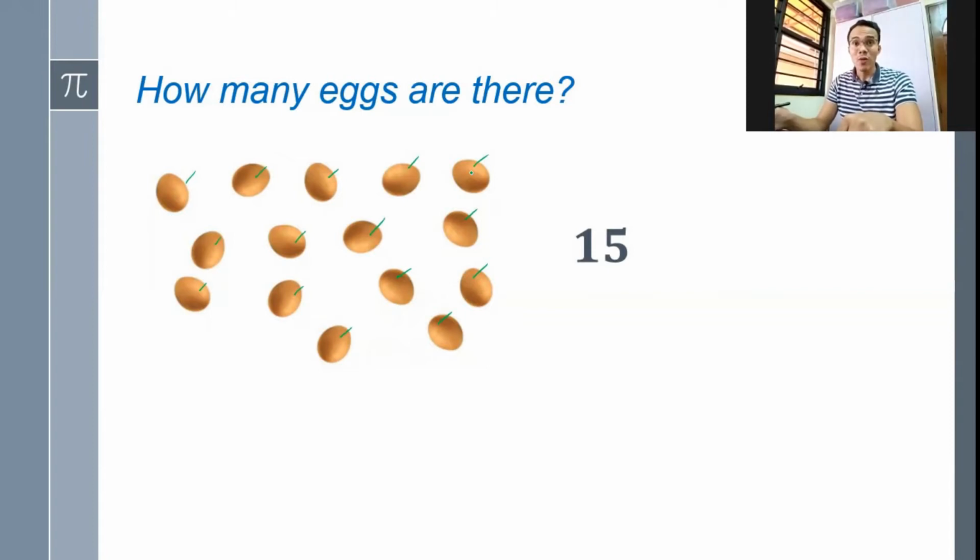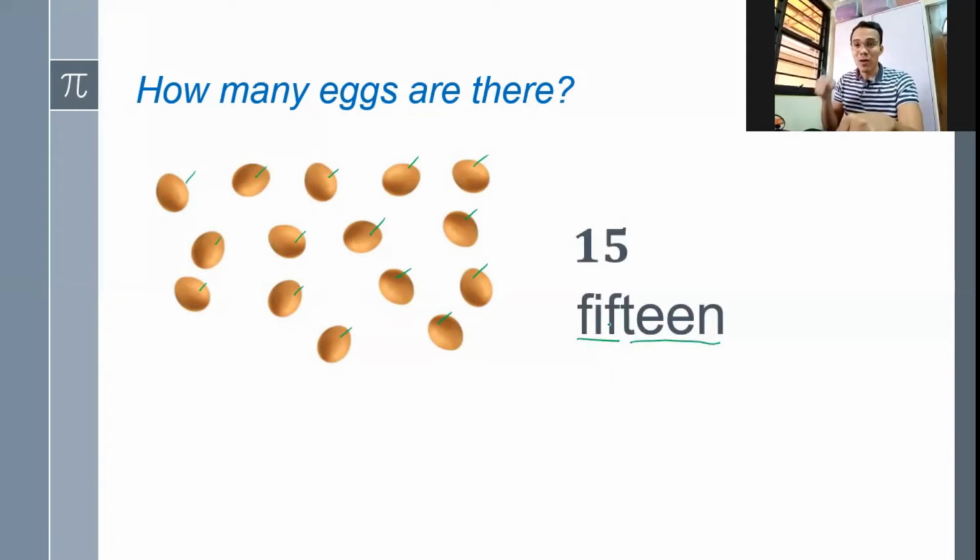How do you write 15 in words? Or how do you spell out 15? 15 is spelled out as F-I-F-T-E-E-N. 15.